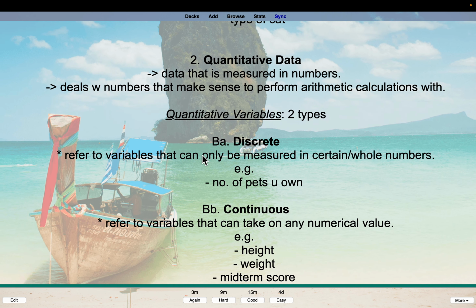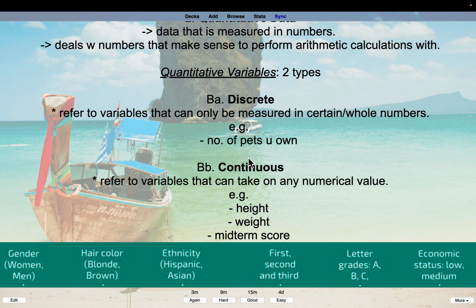Okay. Quantitative data, this is data that's measured in numbers. It deals with numbers that make sense to perform arithmetic calculations with. So there are two types, discrete and continuous. Discrete refers to the variables that can only be measured in certain or whole numbers. So, for example, the number of pets you own, the number of cars you own, the number of businesses you own, etc. For continuous, it can take on any numerical value.